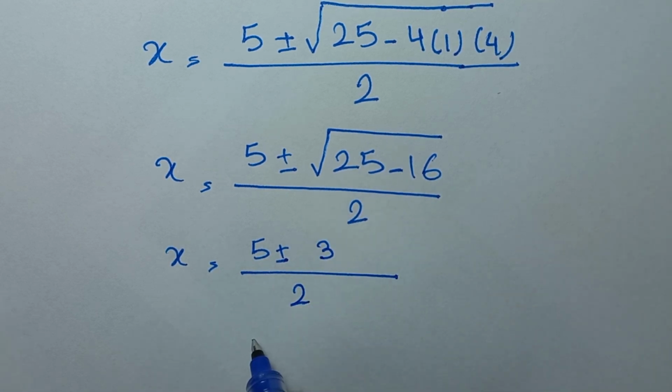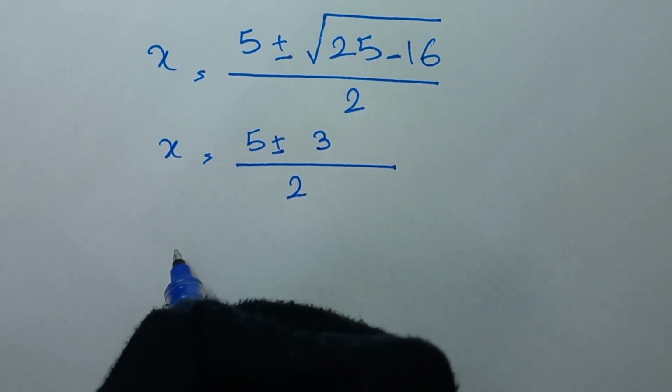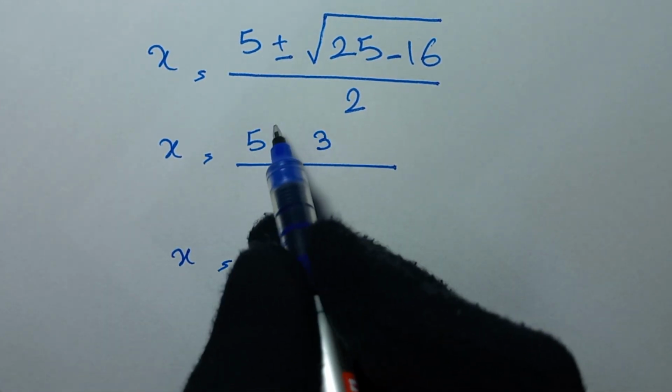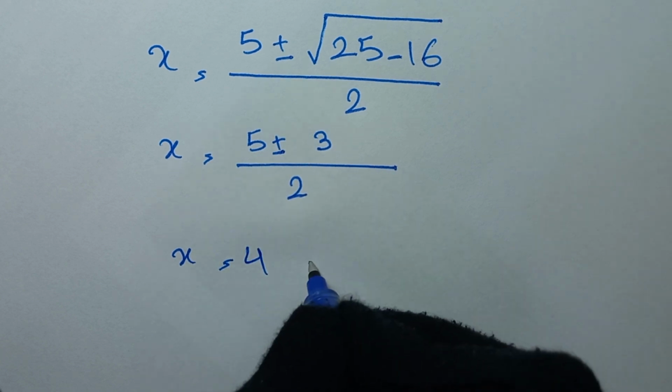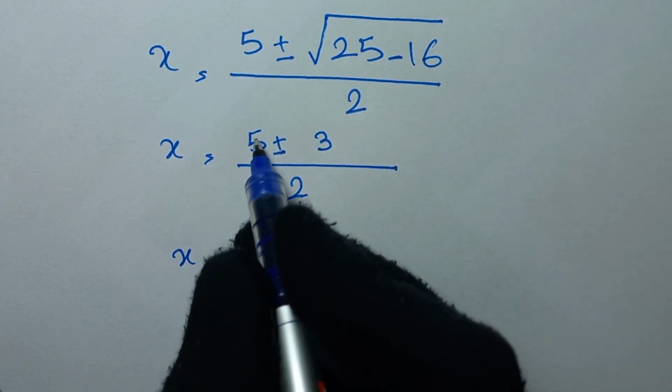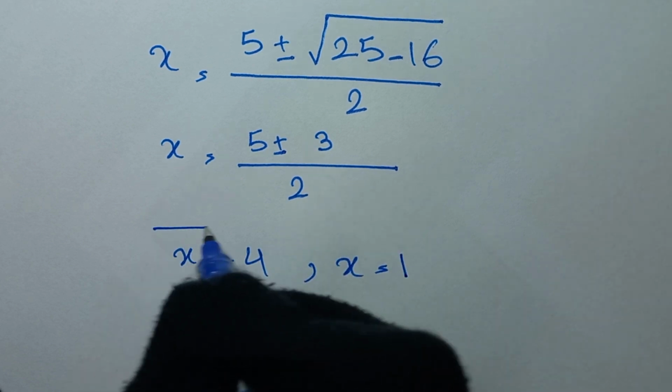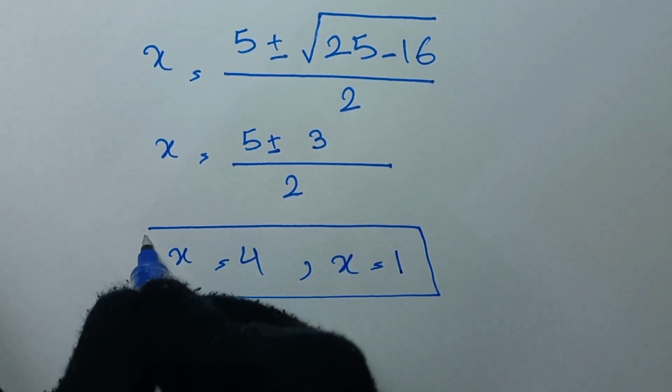So in here we have two solutions for x. x is 5 plus 3, it will be 8 over 2 is 4, and x is 5 minus 3, it will be 2, and over 2 is 1. And this is our final answer.